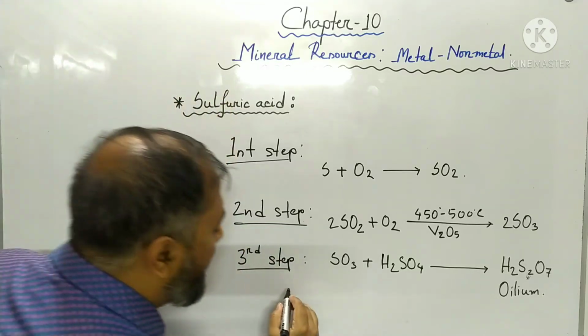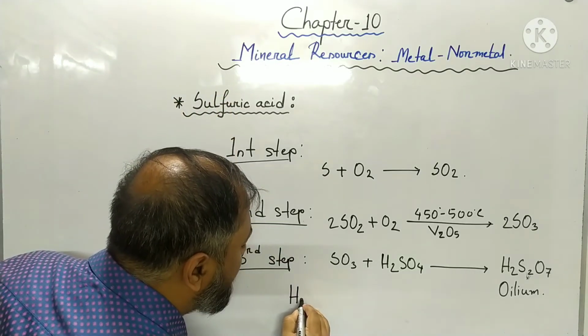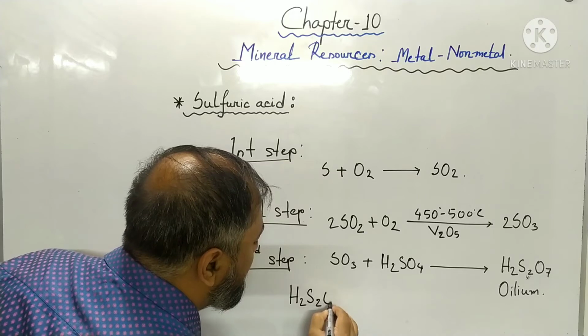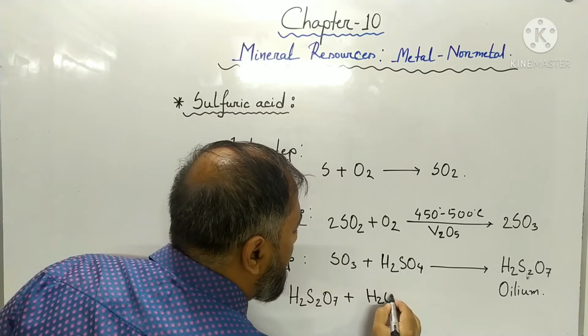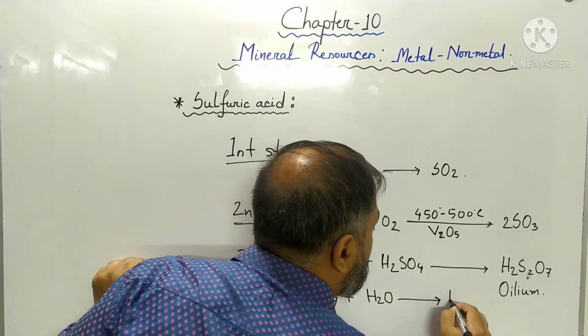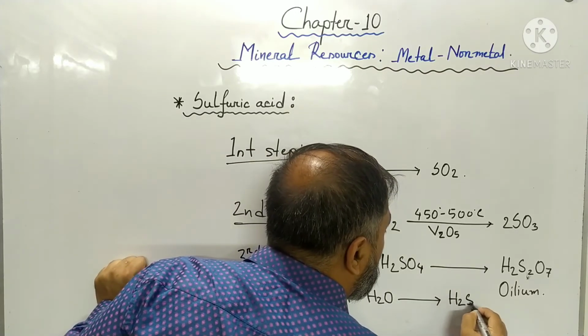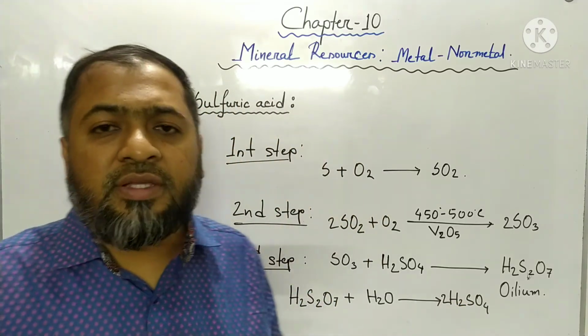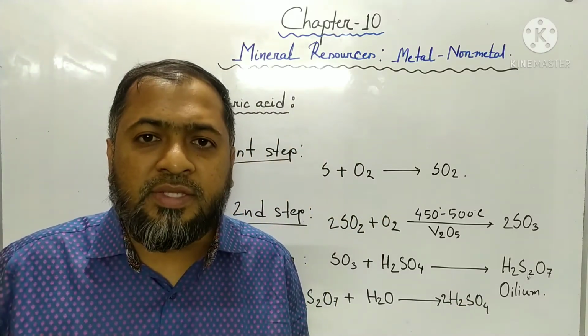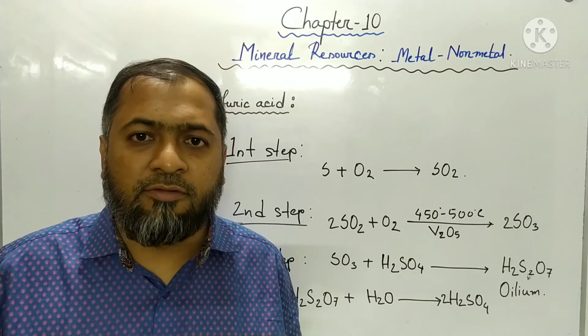So in the next step, what happens when we add water to oleum? It produces sulfuric acid. So using 3 steps, we can prepare sulfuric acid from solid sulfur.